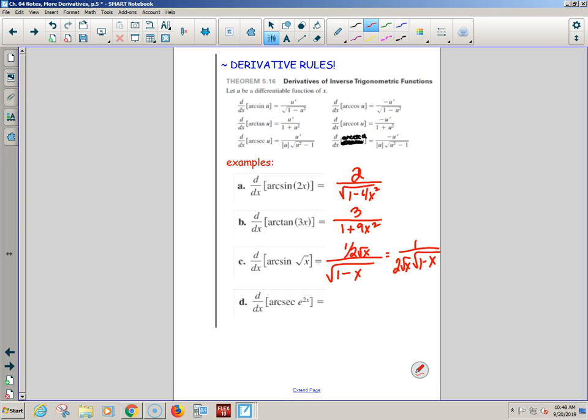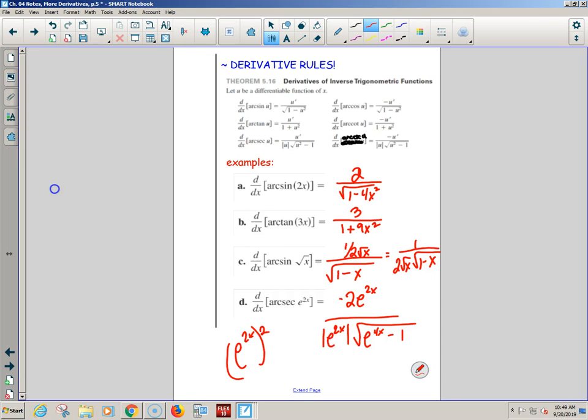The derivative of arc cosecant of e to the 2x is going to end up being negative u prime, so negative 2 e to the 2x if we know our u prime, all over the absolute value of u times the square root of u squared minus 1. How do I square e to the 2x? Because e to the 2x, a power to a power, you multiply. It's okay, some of us have shakier algebraic foundations than others, so sometimes some of you miss problems based on the little things. Exponent rules, power to a power, you multiply. So e to the 4x, 2x times 2 is 4x, minus 1.